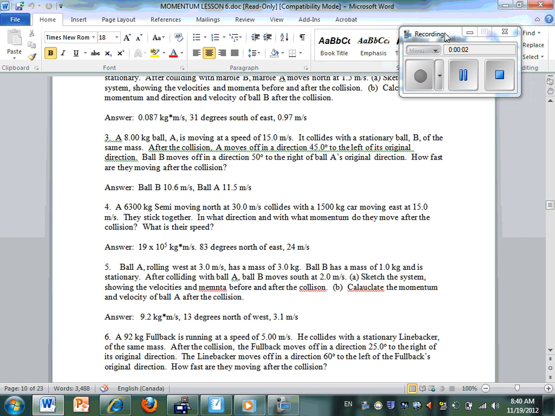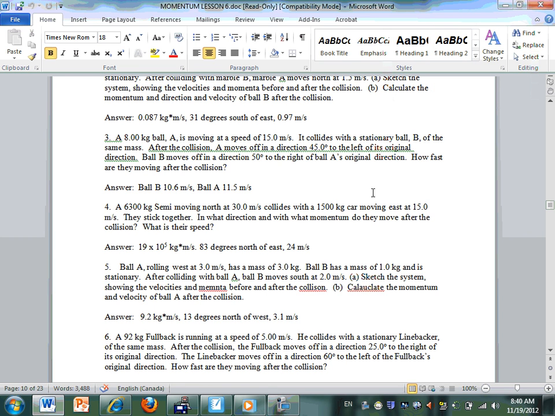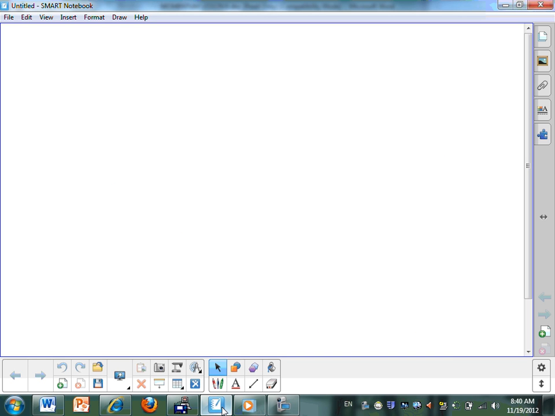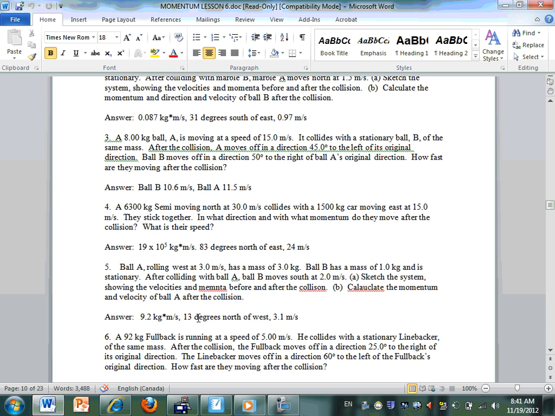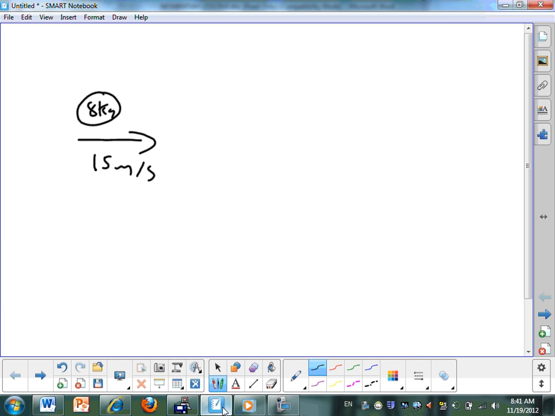Okay. Question 3. It says an 8-kilogram ball is moving at a speed of 15 meters per second, and it collides with a stationary ball of the same mass.